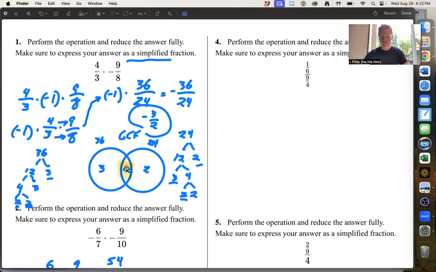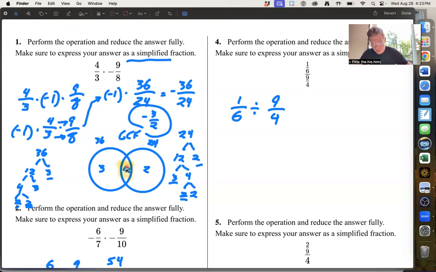Okay, let's look at one more. I believe my big head is cutting off part of the problem, so I apologize for that. But it says, perform the operation and reduce the answer fully. Make sure to express your answer as a simplified fraction. So this is 1/6 divided by 9/4. Again, if you divide by a fraction, we can rewrite this.